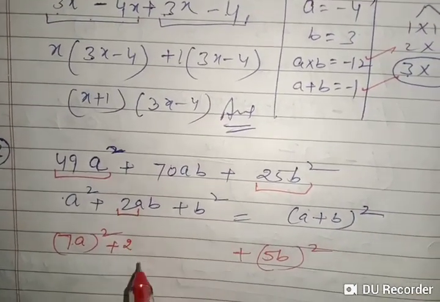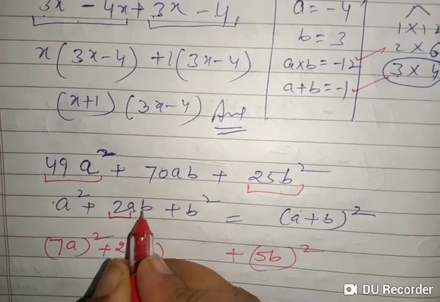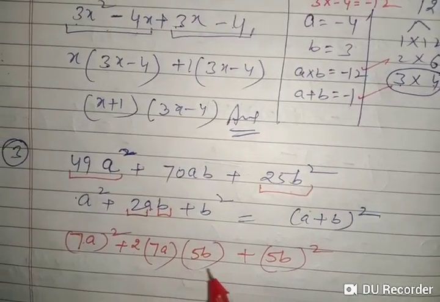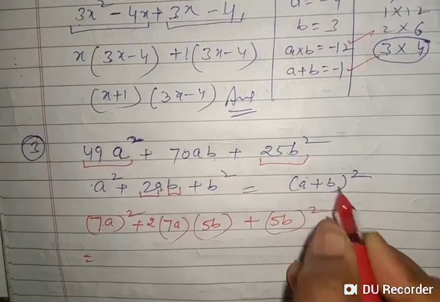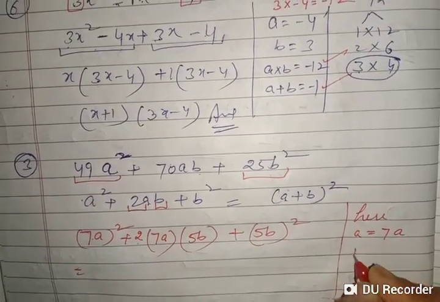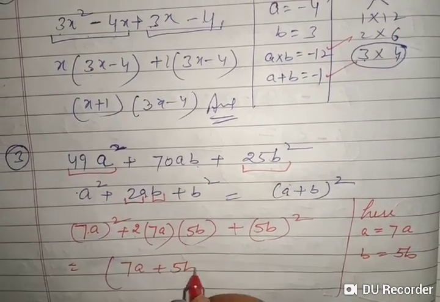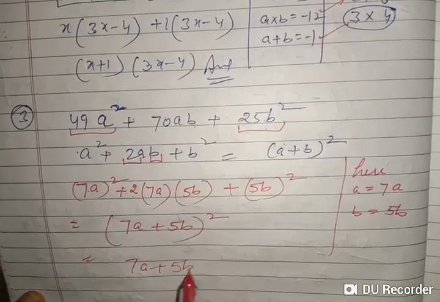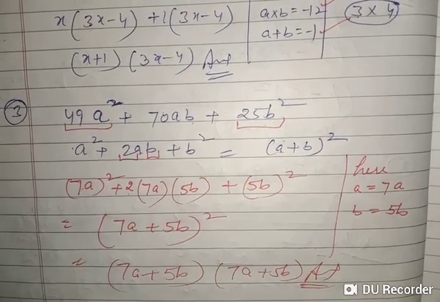Then the middle term says 2. So write here 2. Then the middle term says a. What is a here in our question? 7a. Then b. What is b here? It is 5b. Check: 2 into 7 into 5b is 70ab. Yes, it is 70ab. So our final answer is a plus b, where a is 7a and b is 5b. The final answer is 7a plus 5b whole square, or you can write it 2 times: 7a plus 5b in one bracket and 7a plus 5b in the second bracket. I hope this part is also clear to you.